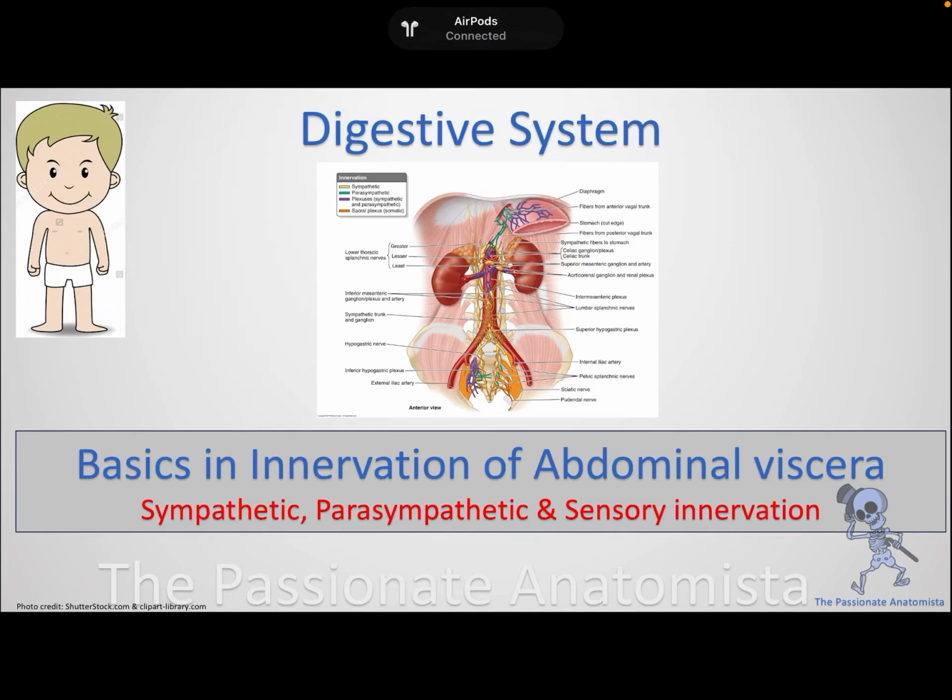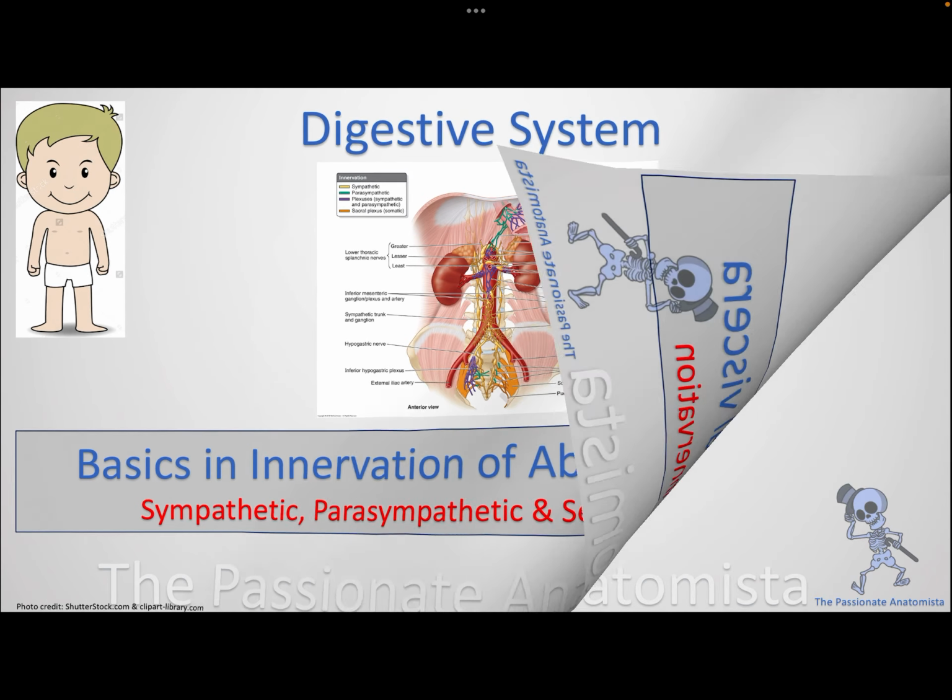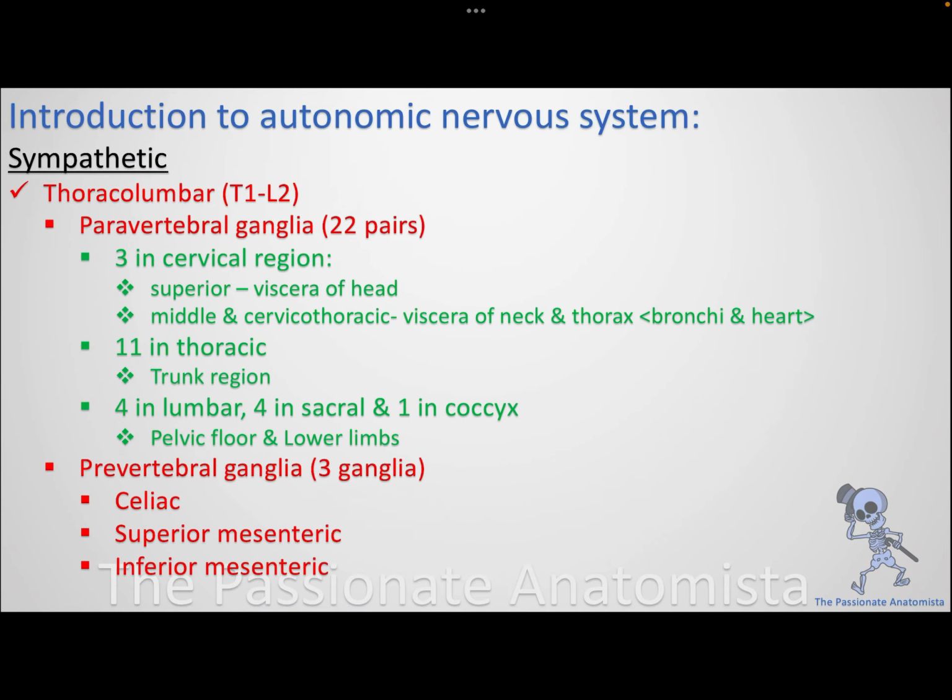Guys, in this video, we're going to explain the basics in innervation of abdominal viscera, the sympathetic, parasympathetic, and sensory innervation. Now, before getting into the innervation of abdominal viscera, let's get an introduction about the autonomic nervous system. So you guys know that the autonomic nervous system consists of sympathetic and parasympathetic innervation.